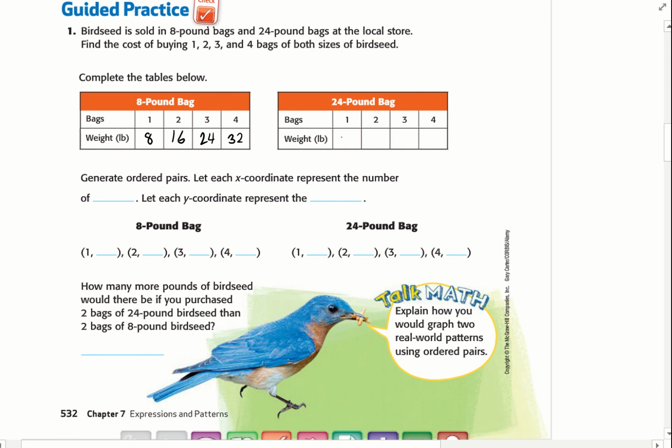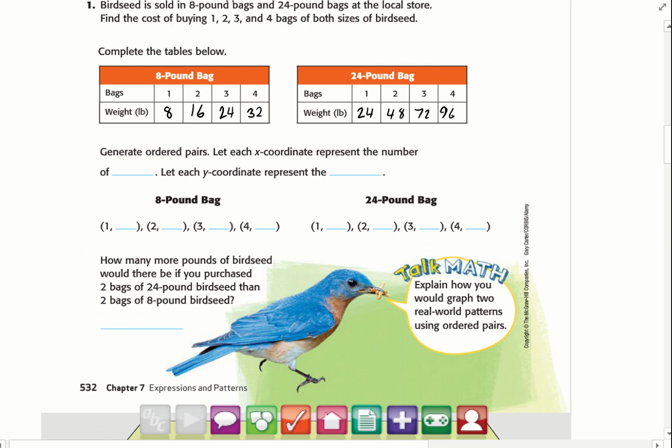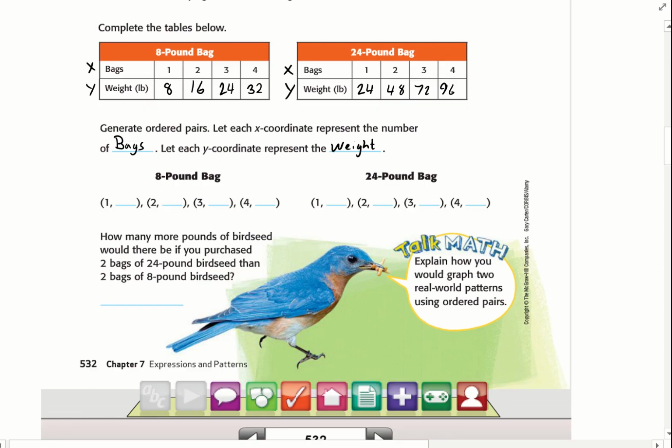For 1 bag here, for the 24-pound bag, this is 24. For 2 of them, it's going to be 48. For 3 of them, it's going to be 72. And for 4 of them, it's going to be 96. So it says generate ordered pairs. Let the x-coordinate represent number of bags. And let each y-coordinate represent the weight. So this is going to be x. This is going to be y. Bags are x. Weight is y.